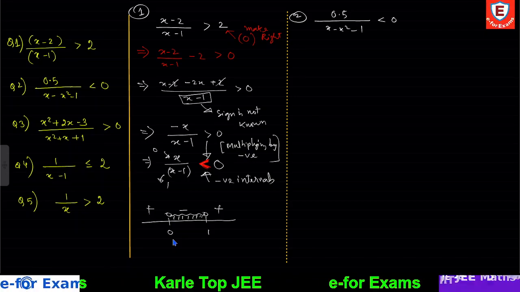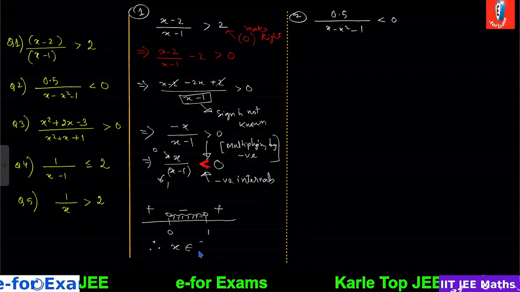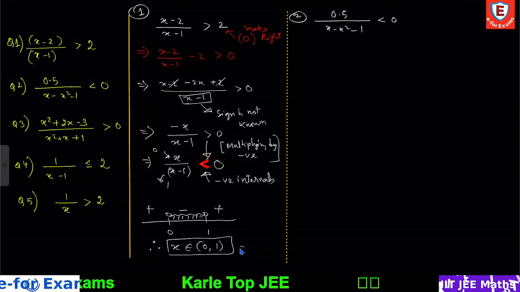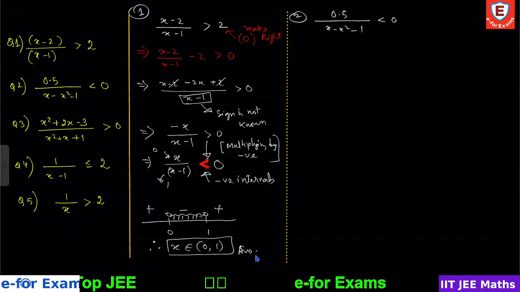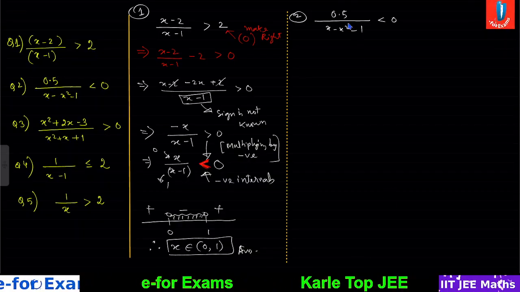So the negative interval is 0 to 1. 0 will be excluded and 1 will be excluded. Therefore, x belongs to (0, 1). This is the solution. Answer. Right? Then question number 2.